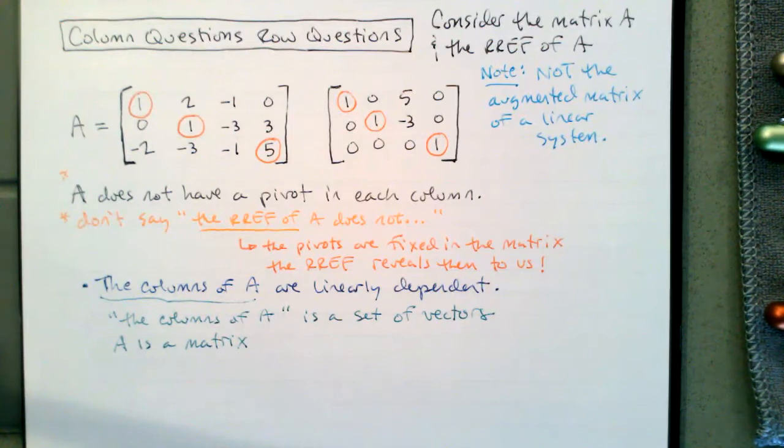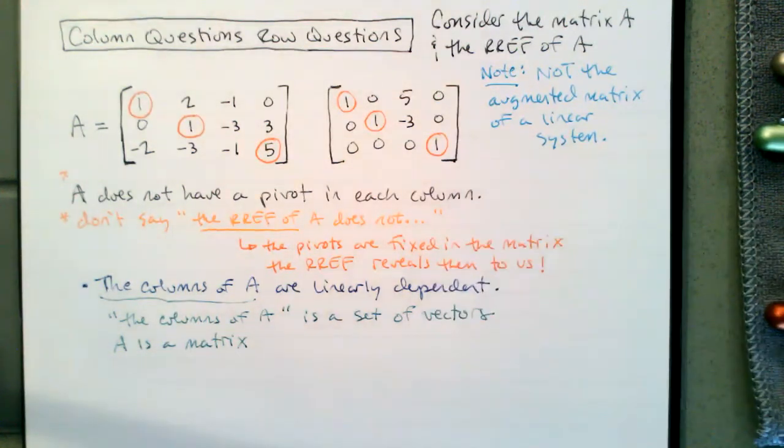So you have to talk about the columns of A when you want to talk about a set of vectors. If you want to just talk about A, then you just say A. When you say A, you specifically mean this matrix. So the columns of A are linearly dependent. If we want to throw A into a matrix equation, there's another thing I want to point out.